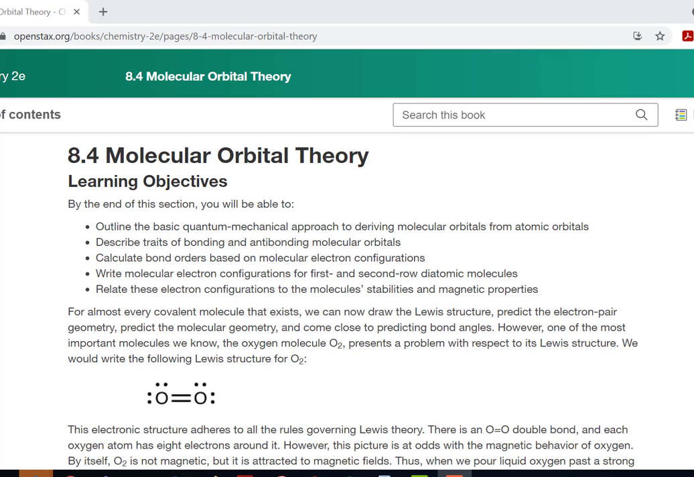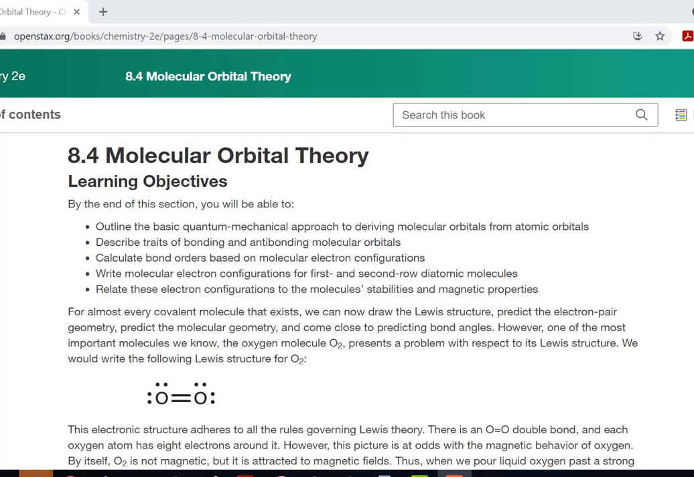So the learning objectives we will care about: outline the basic quantum mechanical approach to deriving molecular orbitals from atomic orbitals, describe traits of bonding and anti-bonding molecular orbitals, and then we'll essentially skip the next two. And so I would say, understand magnetic properties based on electron behavior as a way of addressing that one.